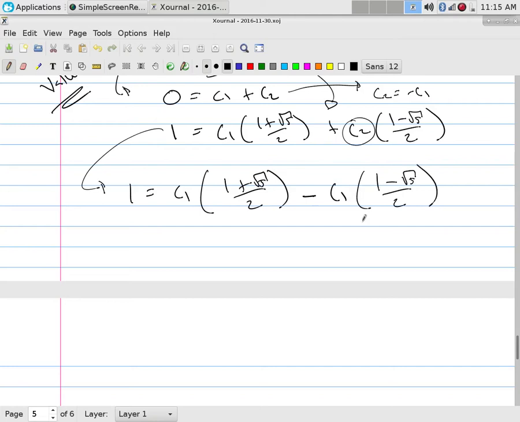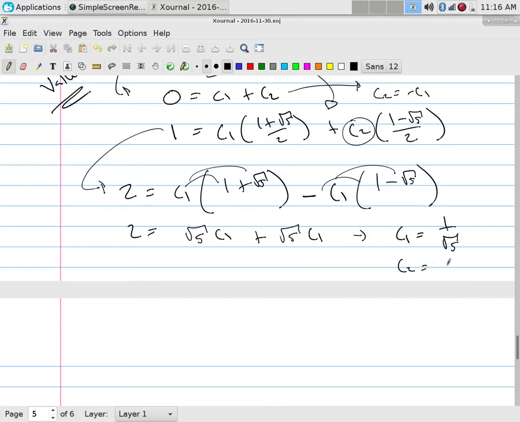Let's use substitution. Solve for one of the variables, plug it into the other. I don't like fractions, so I'm going to go ahead and get rid of the halves and then just put it on the other side. And then this times this, and then this times this. The C1 times 1 is C1, negative C1 times 1 is negative C1, so those go away. So 2 is equal to square root of 5 C1, and minus and minus is a plus square root of 5 C1. So how many square roots of 5 do I have on the right? I have two of them, so I can move them across, and it cancels with that two. So what's C1? 1 over radical 5.